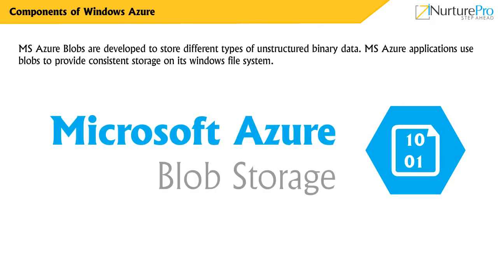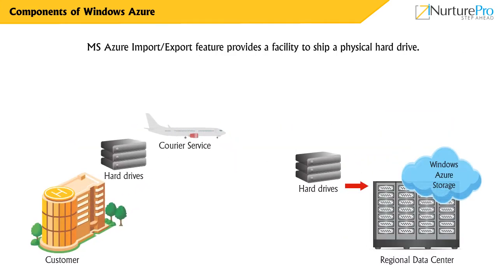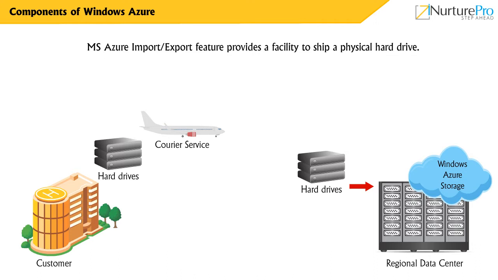Microsoft Azure blobs are mainly developed to store different types of unstructured binary data, such as files, sound clips, and video files. They are also referred to as storage blobs, and they provide a huge storage space. A single blob is expected to be as big as 1 TB or 1 terabyte. Microsoft Azure applications utilize blobs in order to provide consistent storage on its Windows file system. The Microsoft Azure Import-Export feature provides an excellent facility to ship a physical hard drive. This option provides an opportunity to transfer BitLocker encrypted 3.5-inch SATA drives directly to Azure data centers.